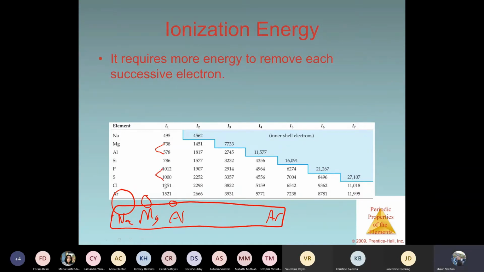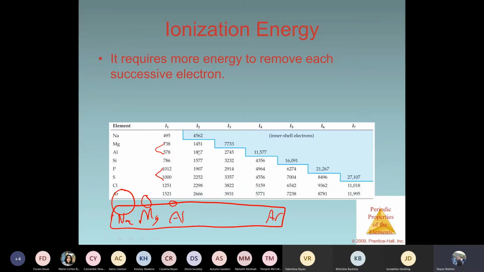And then it goes back up, and then it goes back up. All right? So there's a fairly consistent pattern with it increasing. There's just two places where it doesn't follow the pattern. Now, if we go and look at I2, let's look for the same type of pattern.